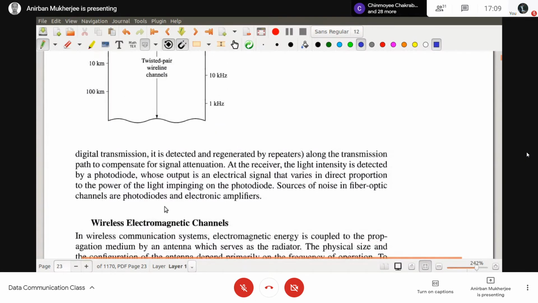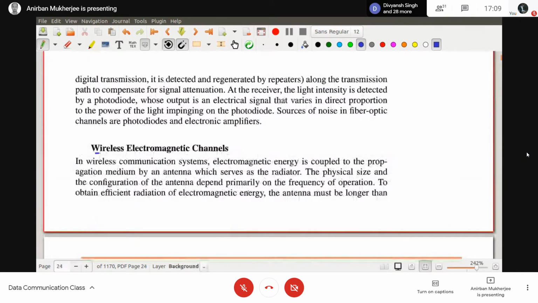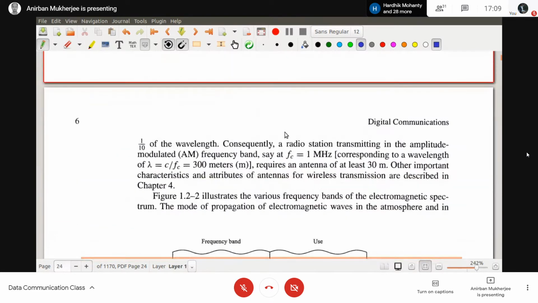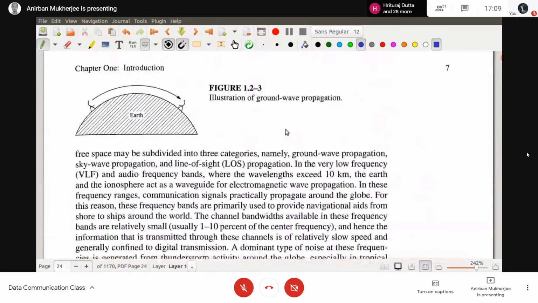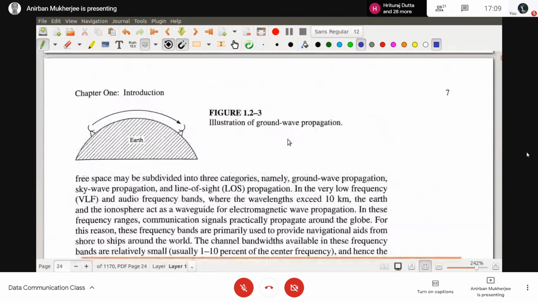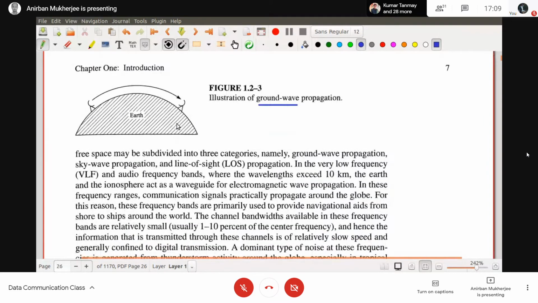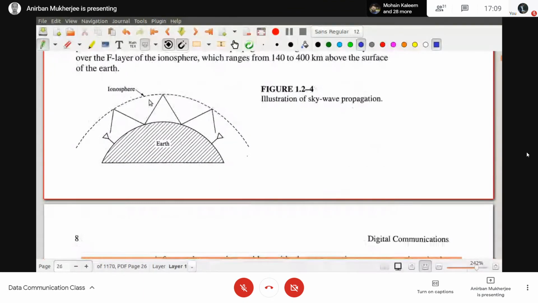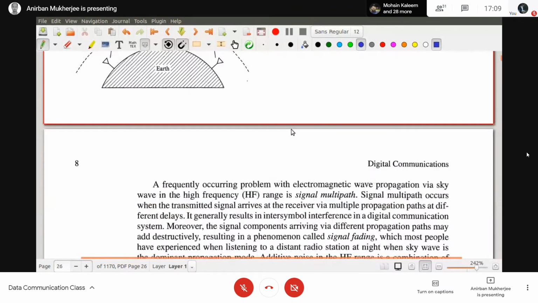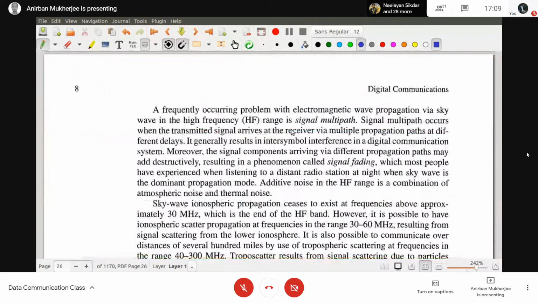We will find it, and the next is the wireless electromagnetic channel, that means for our wireless mobile communication. Now for that also the picture is given. In general, one is ground wave propagation and another is sky wave propagation, which goes through the ionosphere. I am not discussing these things now because we will get them later. At this point, don't bother about signal multipath and signal fading; we will discuss these later.